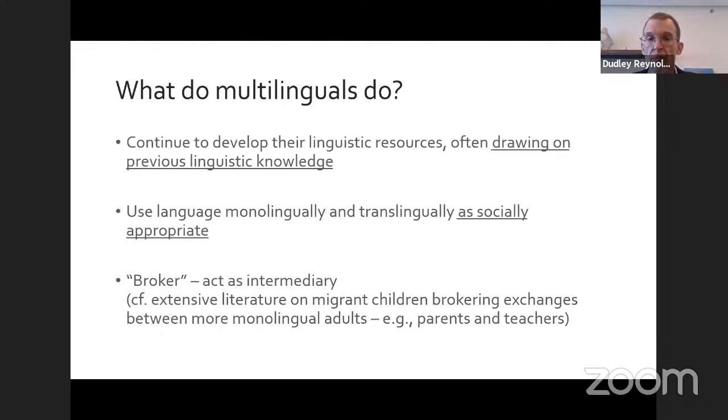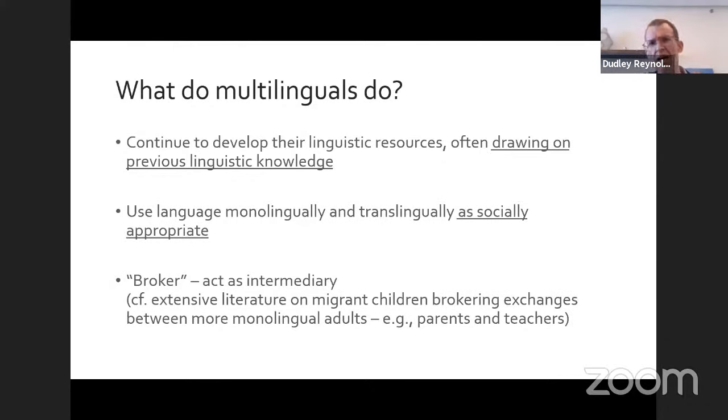And they know when the person or the environment is one where they need to be monolingual. It's one where they know when they can shuttle back and forth, when they can speak translingually, all right? And so this is something that multilinguals are very good at. They can read the world, if you will.